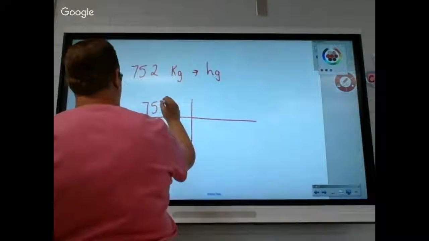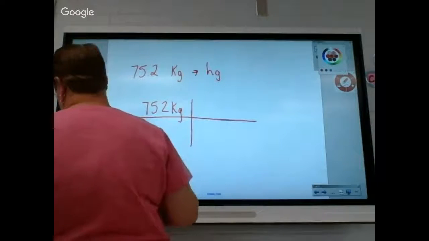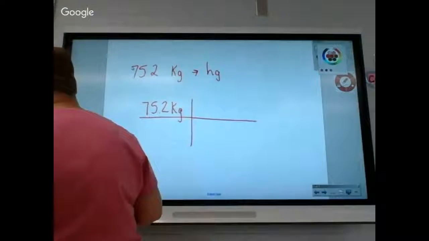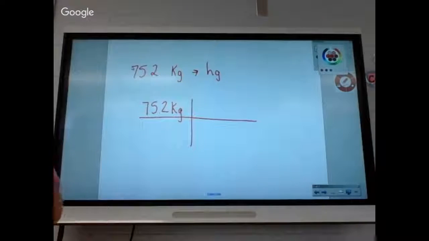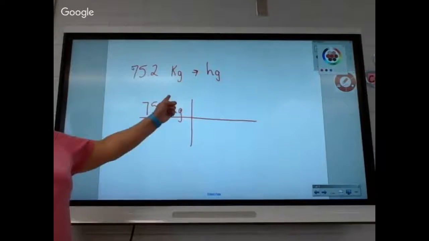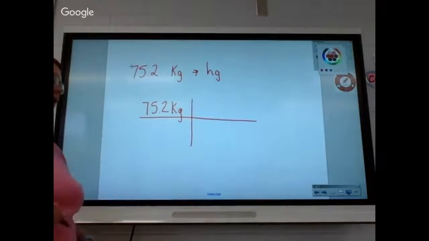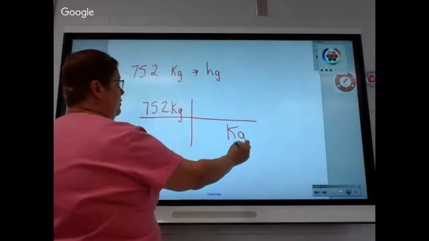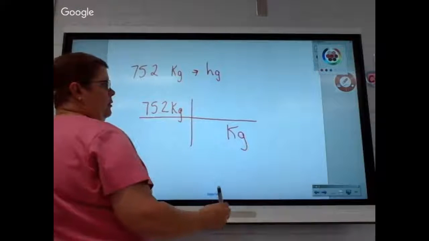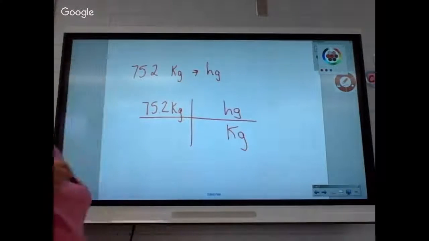75.2. All right, Isaac, what do I do next? See which one to put it. Not yet. We need to fill in some other parts first. If KG's on the top, what should I do next to my chart? Where should it go? If KG's here, where should I put it? On the bottom. And then what should I put here? H. All right, what should I do next?